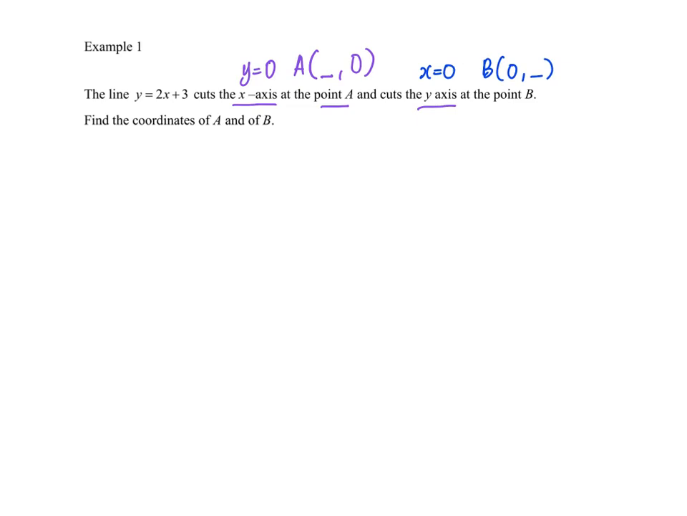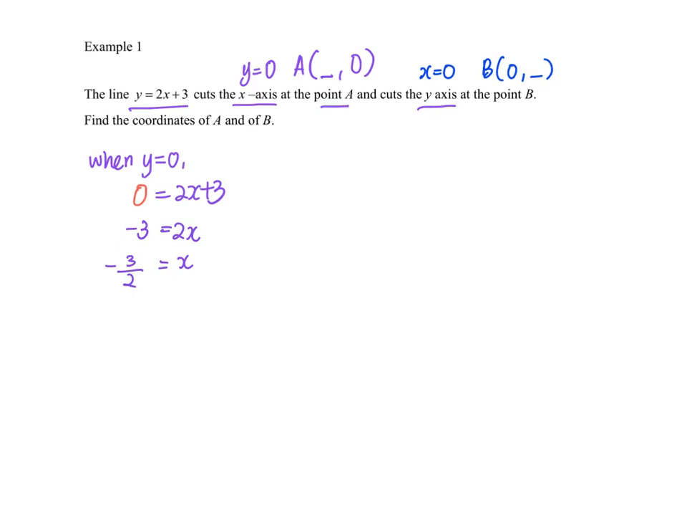Now we're going to find the coordinates of A first. A cuts the x-axis. When it cuts the x-axis, y is equal to 0. So when y equals 0, my whole equation, y equals 2x plus 3, now the y value becomes 0. Given this equation, what can I find? I can solve for the value of x. 2x equals negative 3, and x will be equal to negative 3 over 2, or negative 1.5.